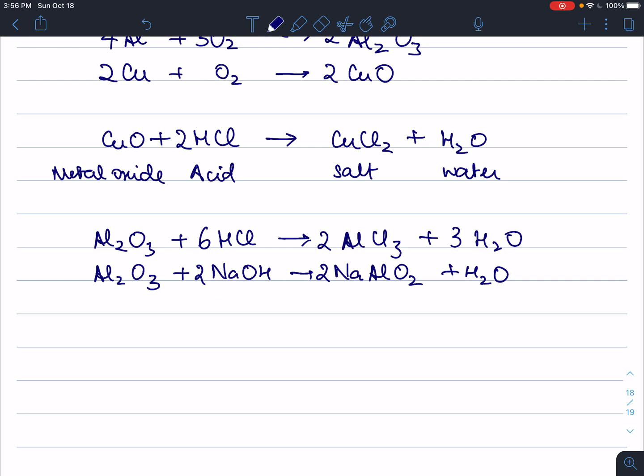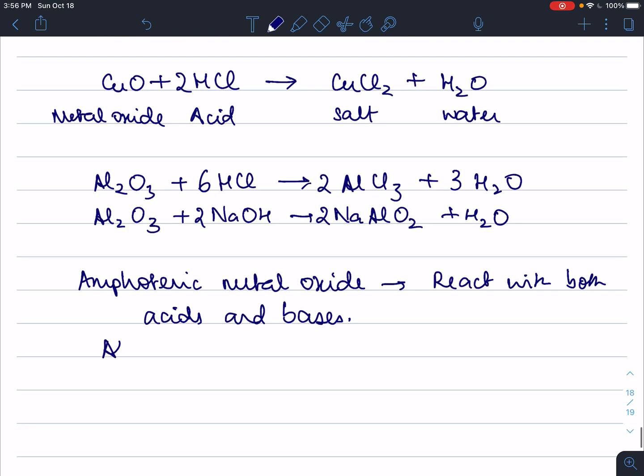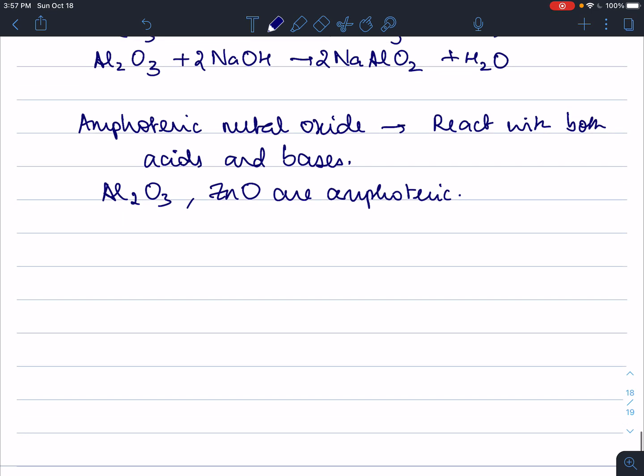So aluminium oxide is an amphoteric metal oxide. It can react with both acids and bases. Okay? So even zinc oxide can do this. So Al2O3, ZnO are amphoteric. But in general, metal oxides are basic and they react with an acid. Okay? Most of the metal oxides are insoluble in water, which means they can't be dissolved.